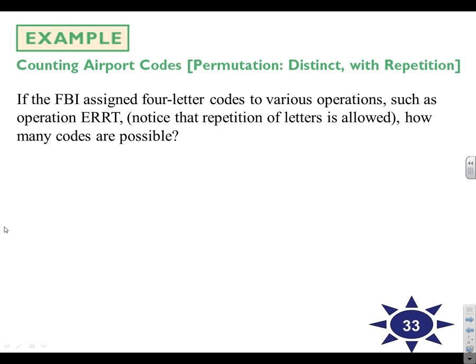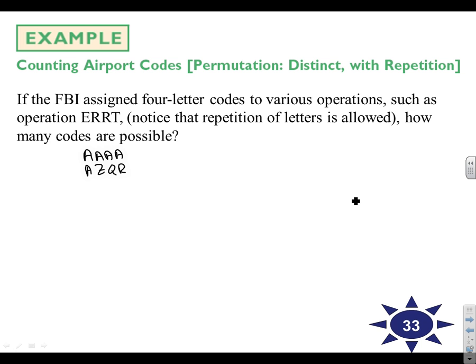All right, so let's take a look here. The FBI assigns 4-letter codes to various operations, such as ERRT. Notice the repetition of letters is allowed. How many codes are possible? All right, so there's a lot of different code names. We could have code name AAAA, or we could have AZQR. We could pick any letter in sets of 4 of them.